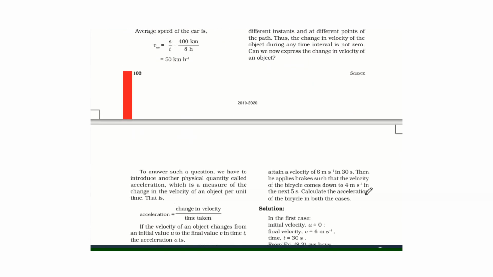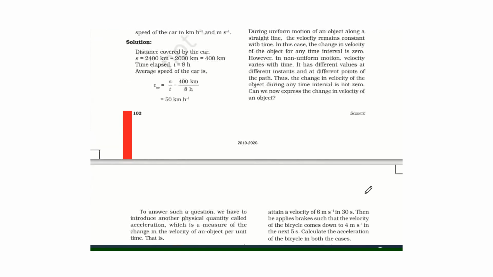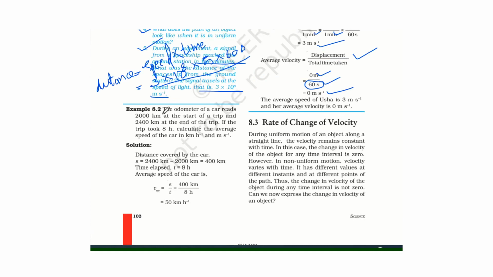Next is, the odometer of a car reads 2000 km at the start of a trip and 2400 km at the end of the trip. If the trip took 8 hours, calculate the average speed of the car in km per hour and meter per second. Average speed is equal to total distance upon total time. So total distance covered is 2400 minus 2000, 400 km, and time is 8 hours. So average speed is equal to 400 upon 8, 50 km per hour.